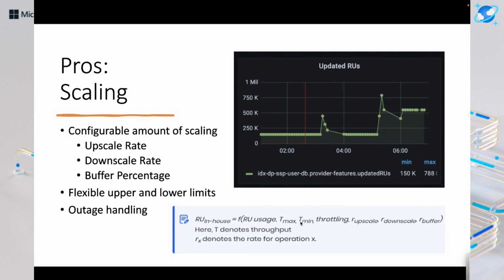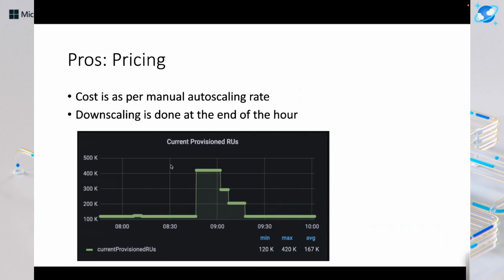What is the maximum and minimum throughput that we have set? What is the amount of throttling that we are seeing, and the rates of the upscale, downscale, and the buffer? So there's a lot more control that we have with the custom autoscaler. Now there are even more benefits.